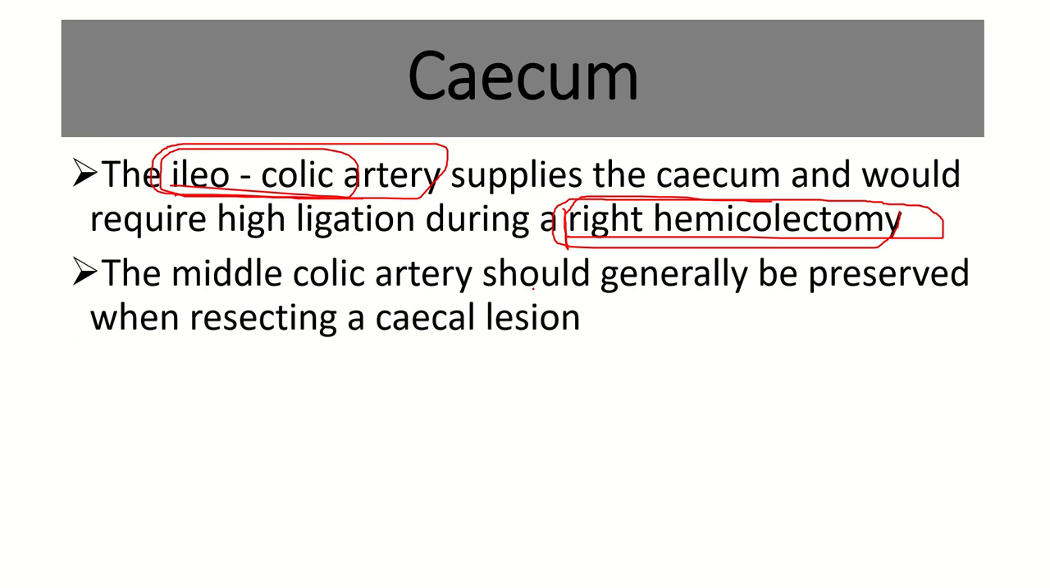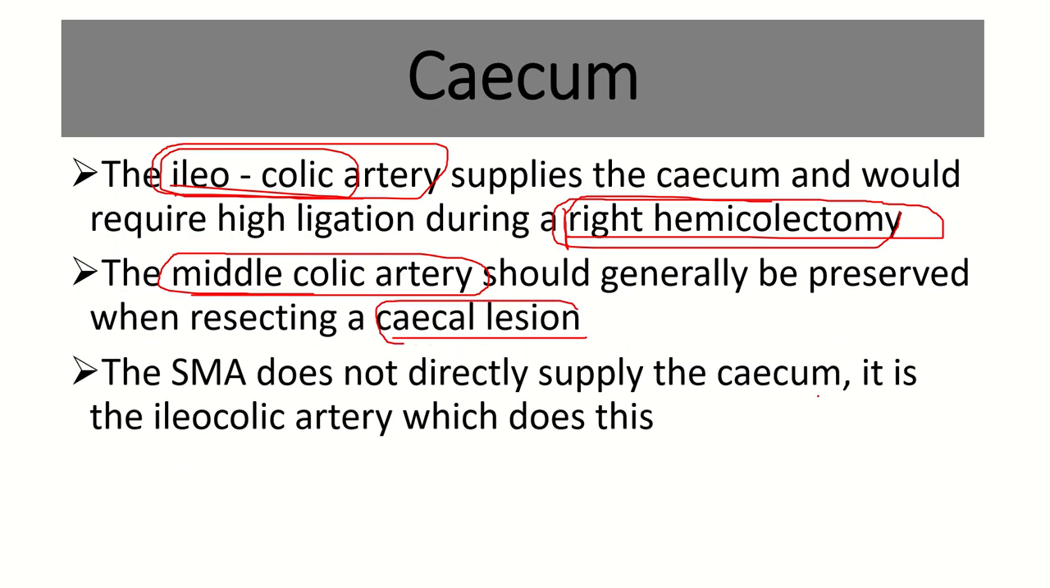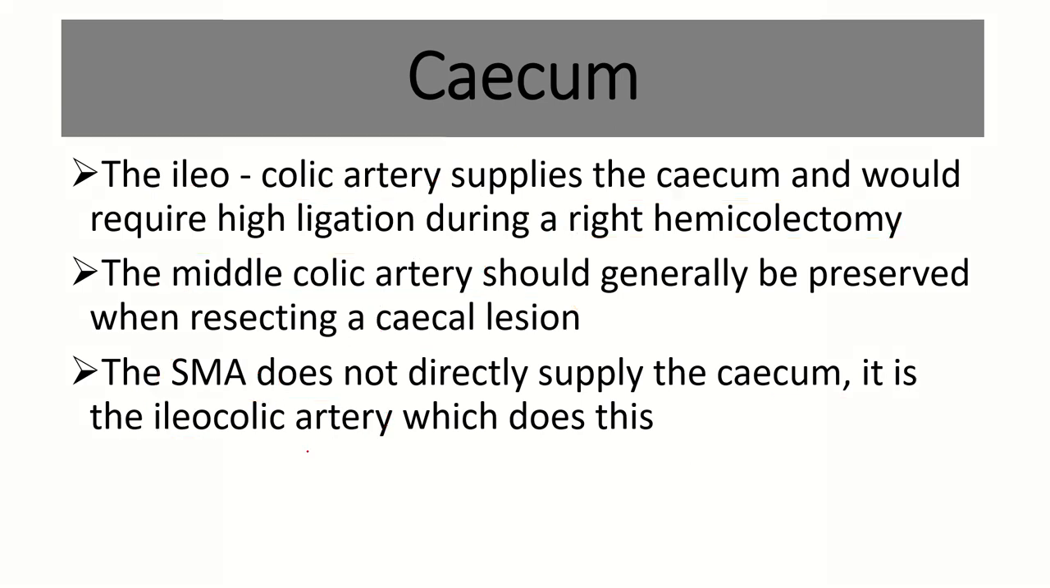The middle colic artery should generally be preserved when resecting a cecal lesion. The middle colic artery supplies the transverse colon, so it should be preserved during the operation for a cecal lesion. The superior mesenteric artery does not directly supply the cecum; it does so through the ileocolic artery. So the superior mesenteric artery does not reach the cecum, it gives off its branch, the ileocolic artery, and this ileocolic artery supplies the cecum.